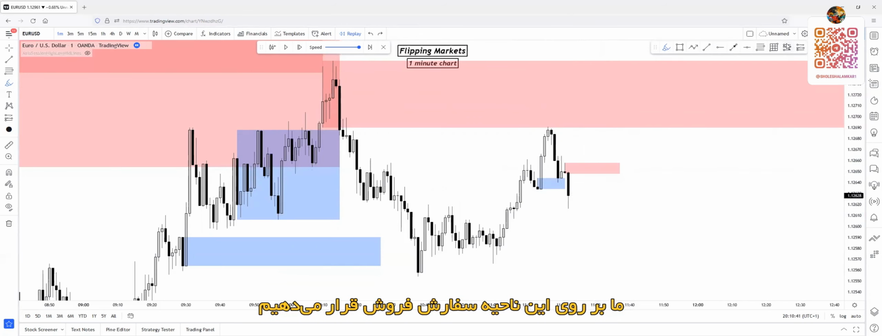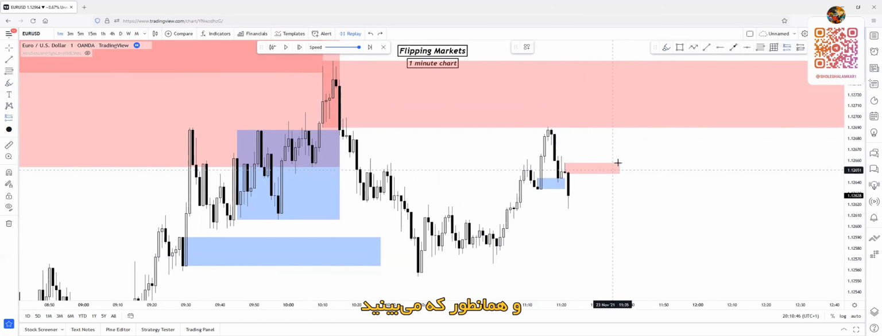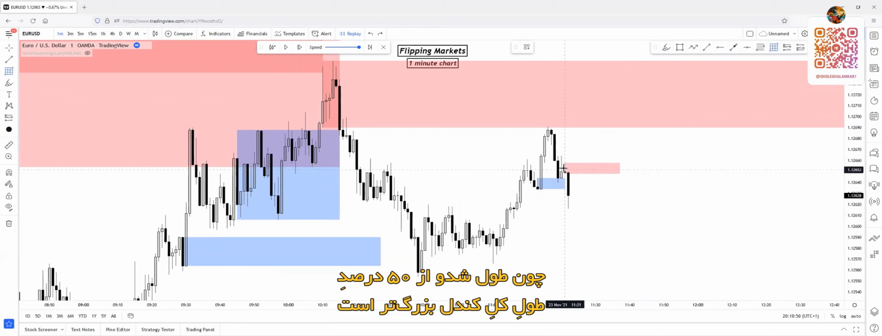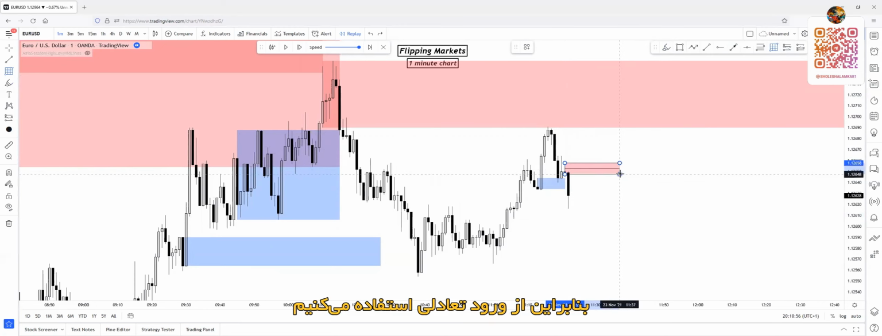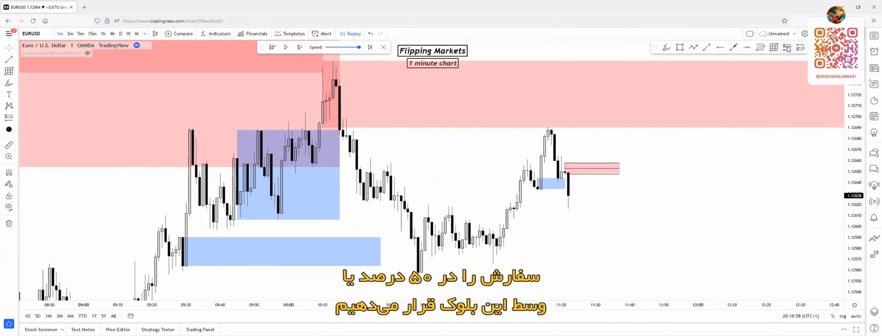We are setting a sell limit order on this block. And as you can see, because this is an equilibrium entry point, because the wick is bigger than 50% of the whole body, we will use an equilibrium entry. I'm just setting a gap box up here, placing a sell limit on the 50% of this block.